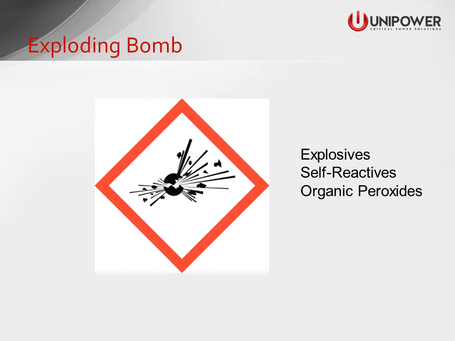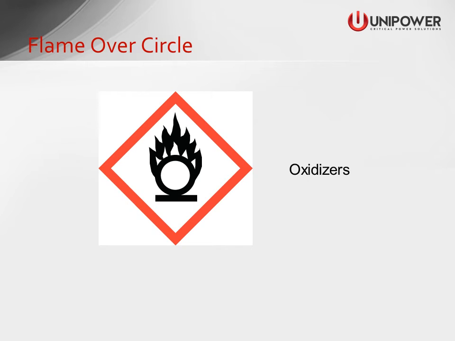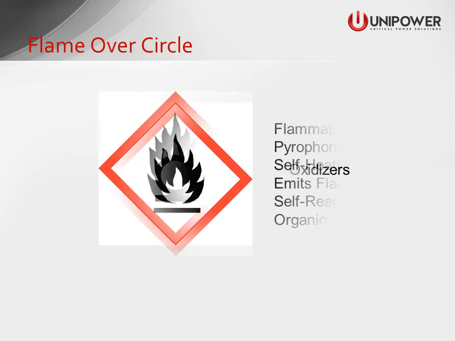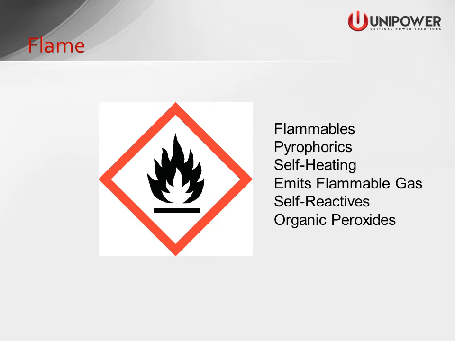The exploding bomb symbol indicates that the chemicals are explosives that are self-reactive and that are organic peroxides. The symbol of flames over a circle indicates that the chemicals are oxidizers. The symbol for flames indicates that the chemicals are flammable, pyrophorics, self-heating, they emit flammable gas, are self-reactive, and have organic peroxides.